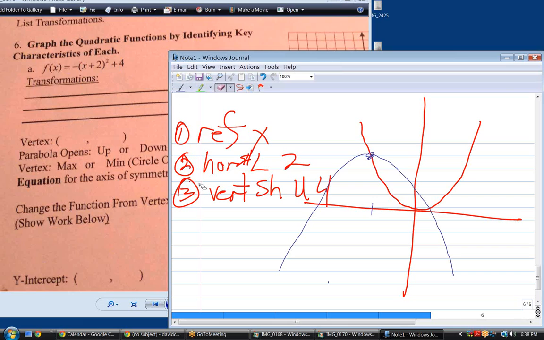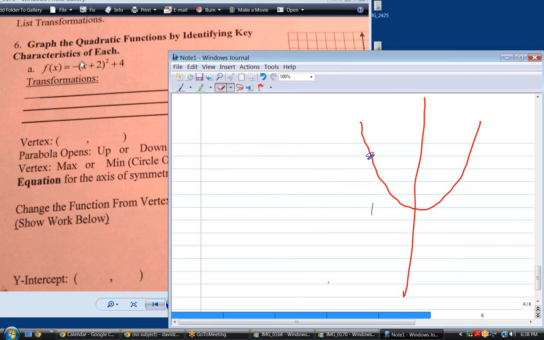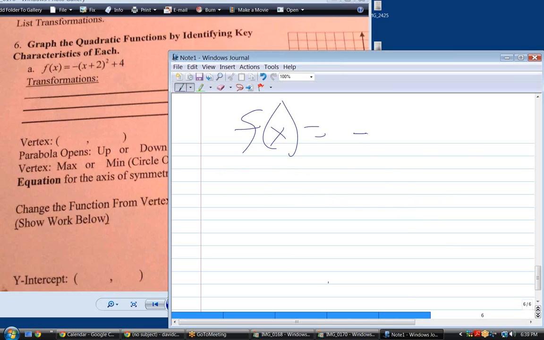Now, you might ask, what causes a reflection over the y-axis? It's when the negative sign is inside the parentheses. In other words, if I gave you this, that is different than this. This one, the negative sign is outside the parentheses. It's a reflection over x. This one, the negative sign is inside the parentheses. It's a reflection over y.